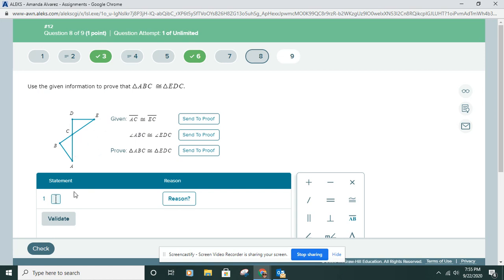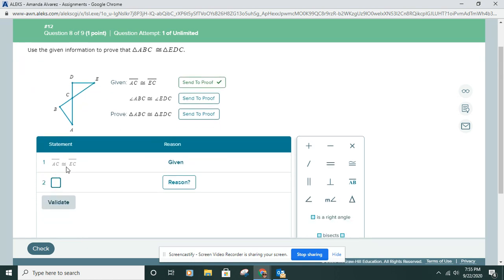All right, so this is similar, except now you have to actually type in the stuff. This is where you send to proof. So the given, send that to proof. So that's saying that side AC is congruent to side EC, so AC and EC. It looks like it was reflected across, kind of like C. And then send to proof, angle ABC is congruent to angle EDC. So these two angles. So we've got a side and an angle, and I'm noticing vertical angles are congruent. So we have to actually type that in.